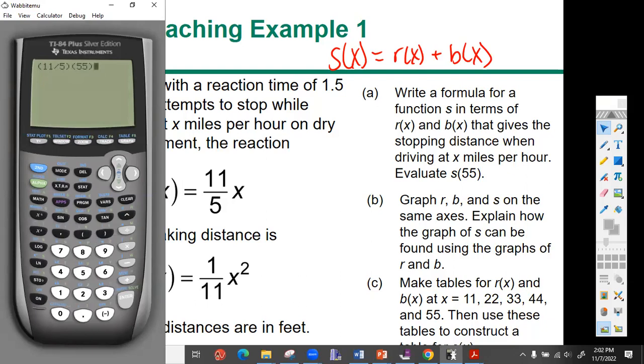Agree? You know, you can just put a fraction. I can on mine. You can on the newer ones. I know what I'm doing.